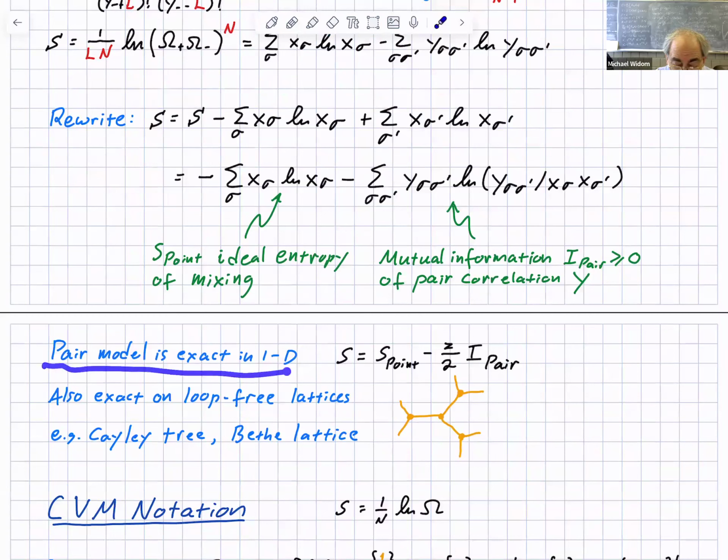And this pair model, it's exact in one dimension, but we can also generalize it. So in one dimension, every spin has 2 bonds. But if we have a lattice of coordination number Z, we can generalize it in this form, multiplying by the correlation number divided by 2.